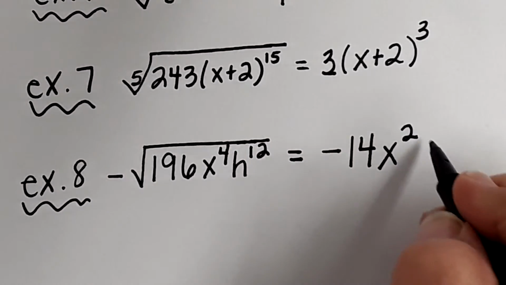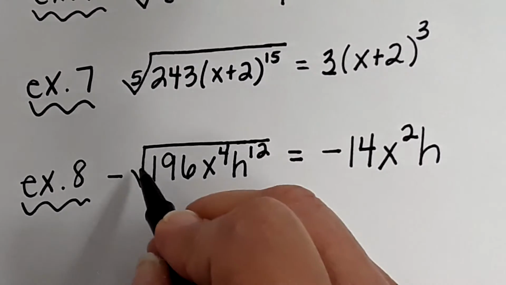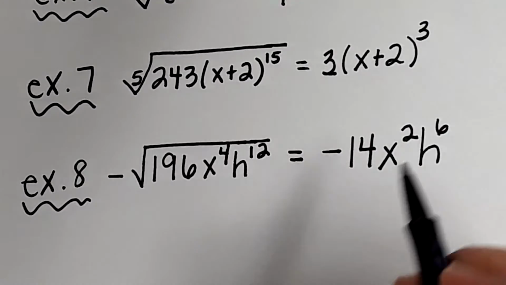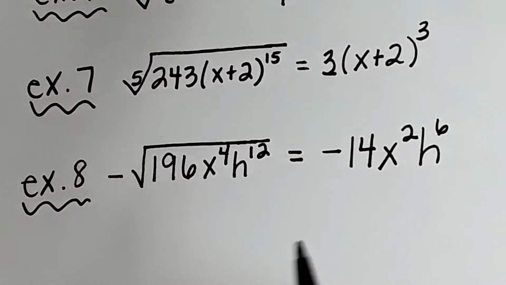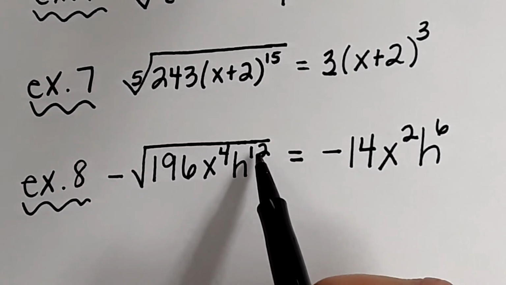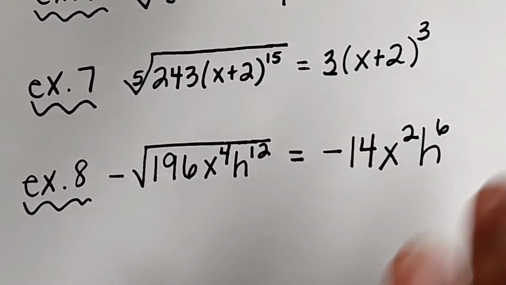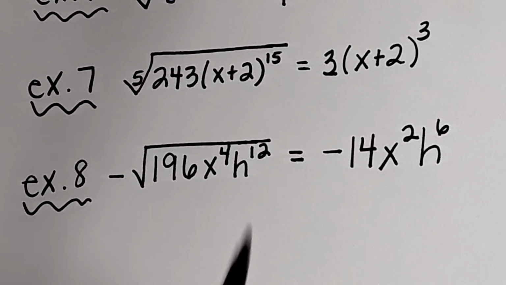And then I'm going to put h. And then 12 divided by 2 is? Even divided by even gave me an even exponent, no absolute value. It only happens when it's even and your answer is odd, or odd and your answer is even.